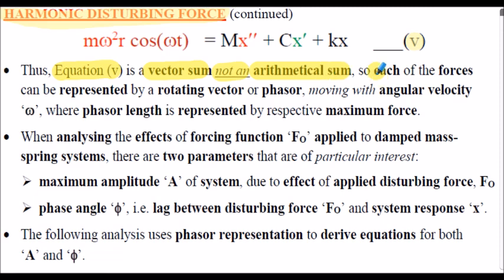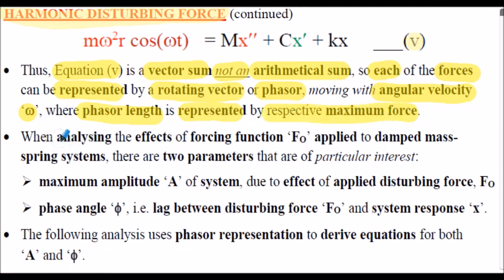So that means each of the forces in equation 5 can be represented by a rotating vector, sometimes termed a phasor, moving with an angular velocity omega, where the length of the respective phasor is actually represented by the respective maximum force value.